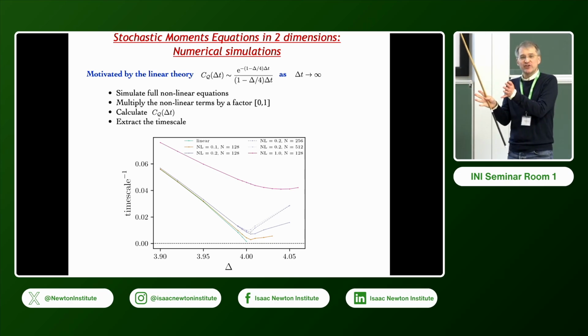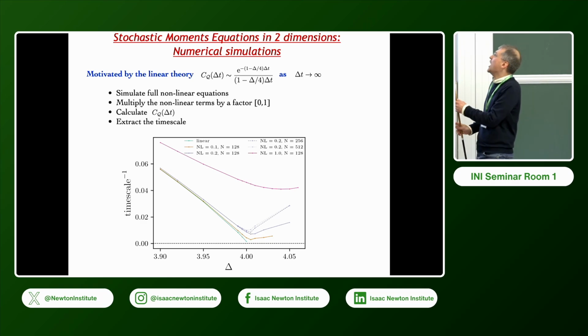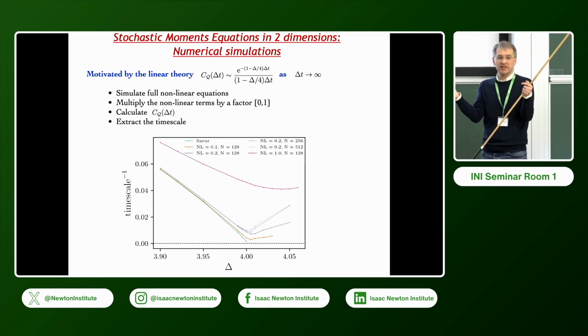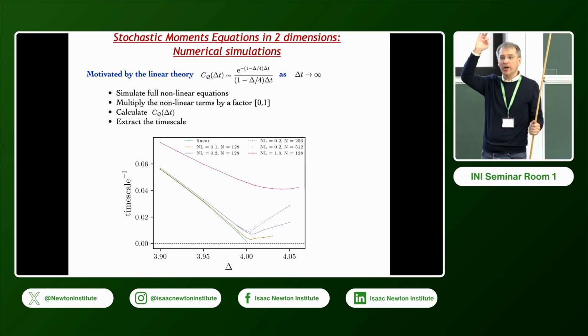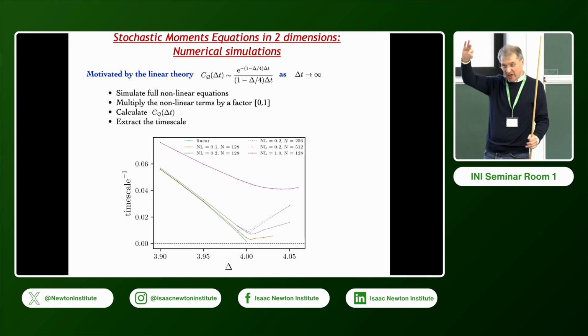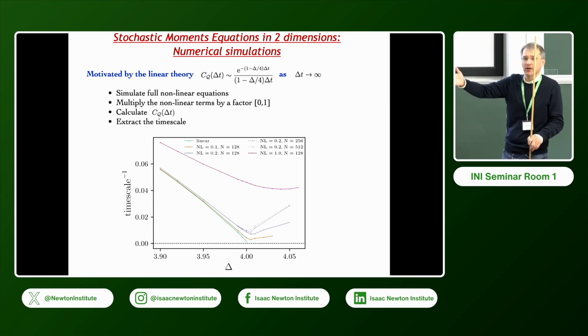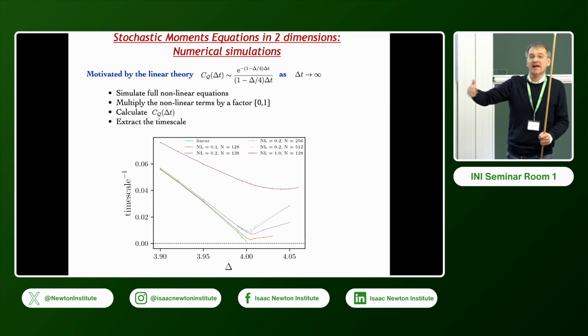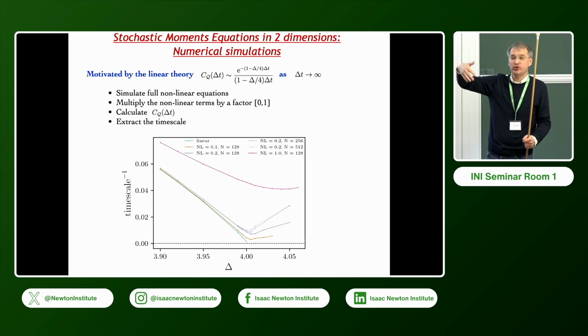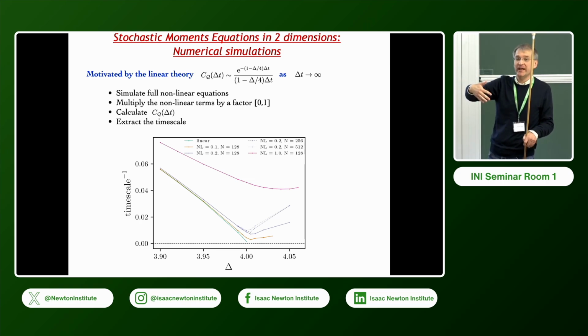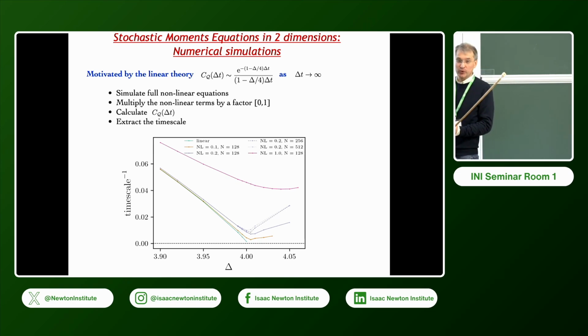So I know that this is true for a linear system, so I'm going to take my full nonlinear system of equations, multiply all nonlinear terms by a prefactor that is 0 in a linear theory and 1 in a fully blown nonlinear theory, and I'm going to slowly increase it from 0 to 1, thus interpolating between the linear theory that I can solve to the fully nonlinear one.